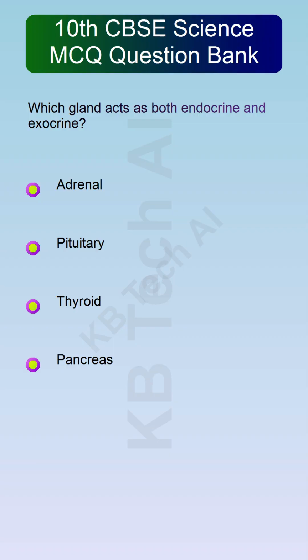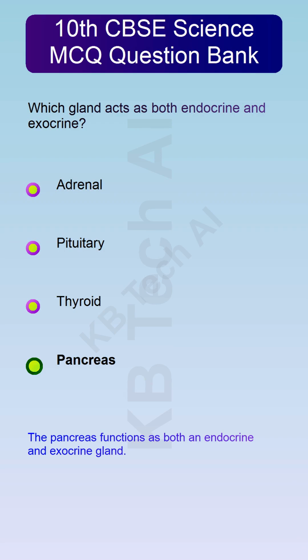Which gland acts as both endocrine and exocrine? Option 1, adrenal. Option 2, pituitary. Option 3, thyroid. Option 4, pancreas. The answer is Option 4, pancreas.